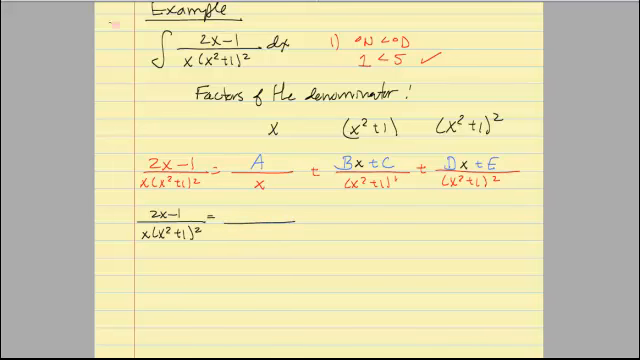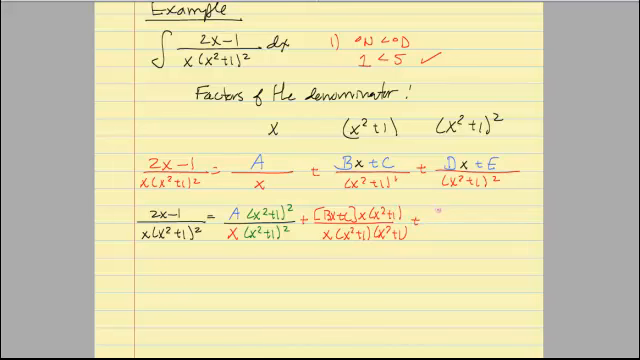Okay, now I need the common denominator of x times x squared plus 1 quantity squared. I already have the x. I need to multiply top and bottom by x squared plus 1, quantity squared. Okay, let's look at our next one. In my next one, I already have x squared plus 1 to the implied 1. My numerator, I already have my Bx plus C here. I need another x squared plus 1, and I need an x to get that common denominator.